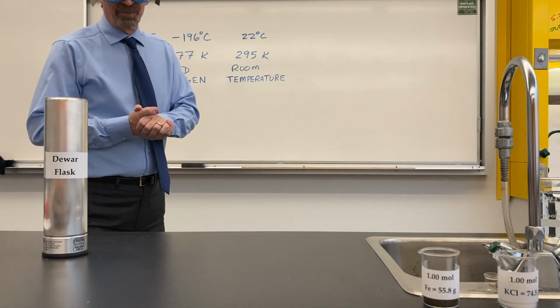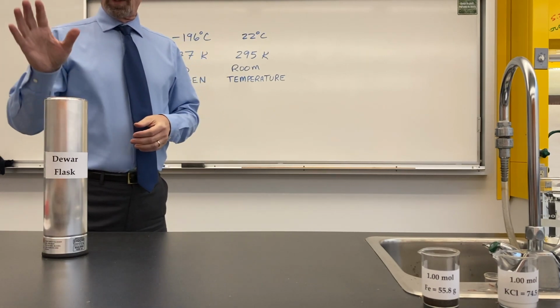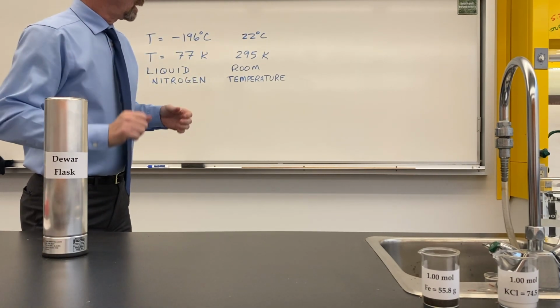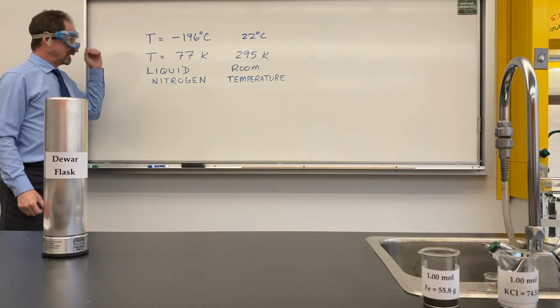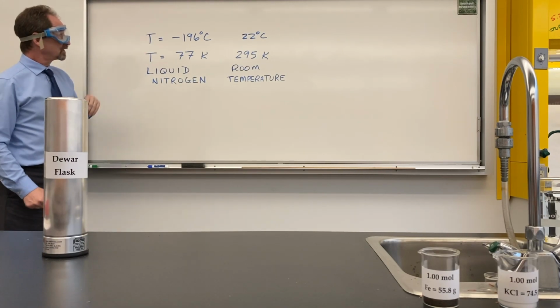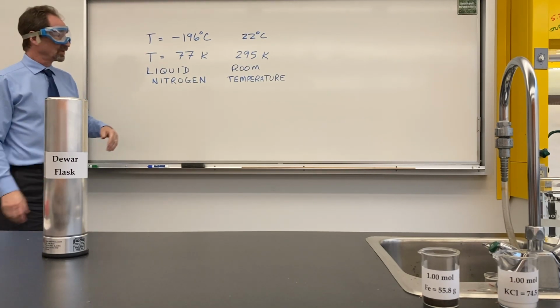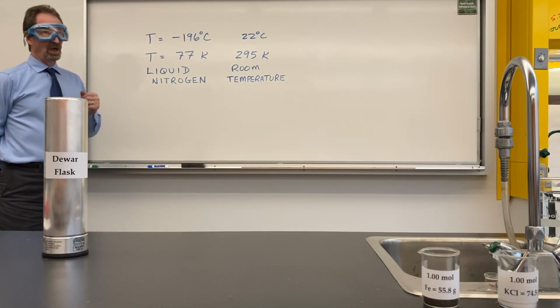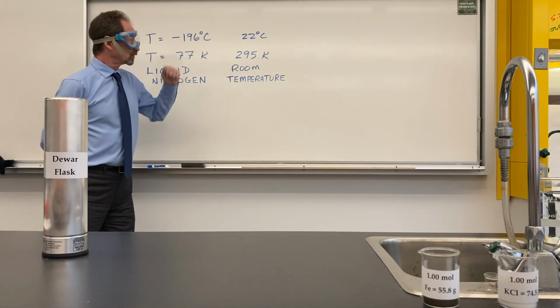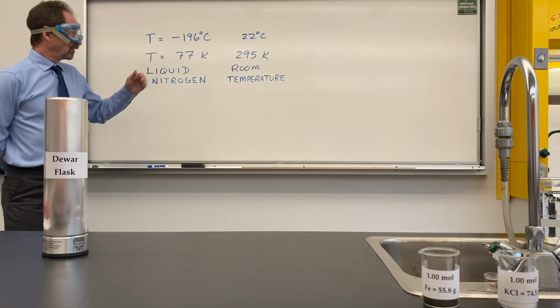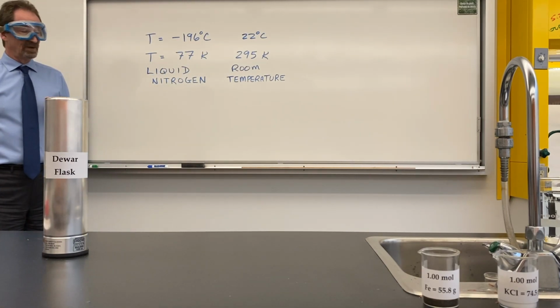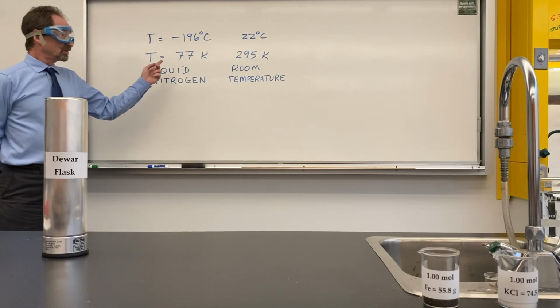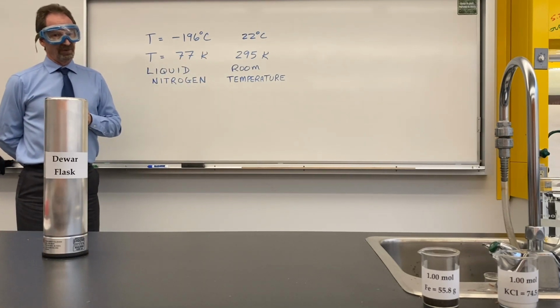Hello, Chemist's Corner. Today, we're going to play around with a little bit of liquid nitrogen. Now, liquid nitrogen is insanely cold, minus 196 degrees Celsius, which works out to be 77 degrees Kelvin. When you compare that to room temperature of about 22 degrees Celsius, or 295 kelvins, there's over 200 degrees difference.